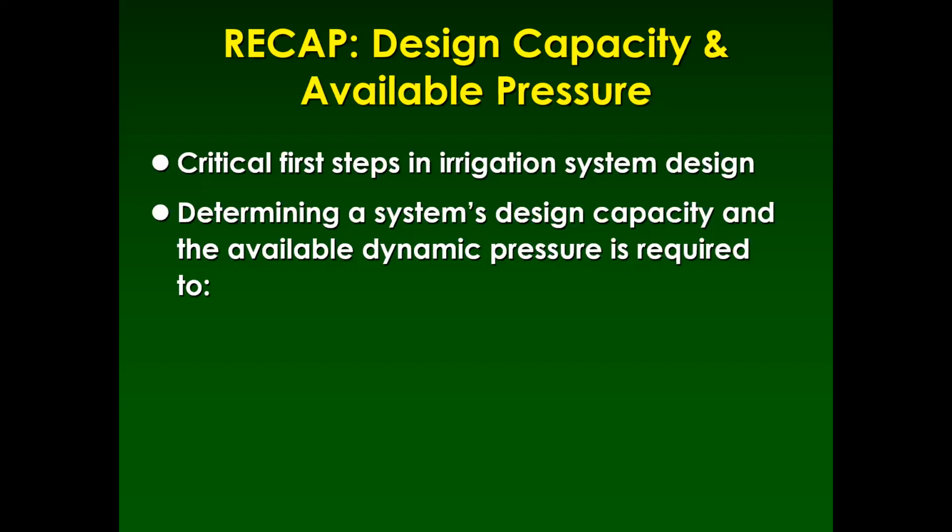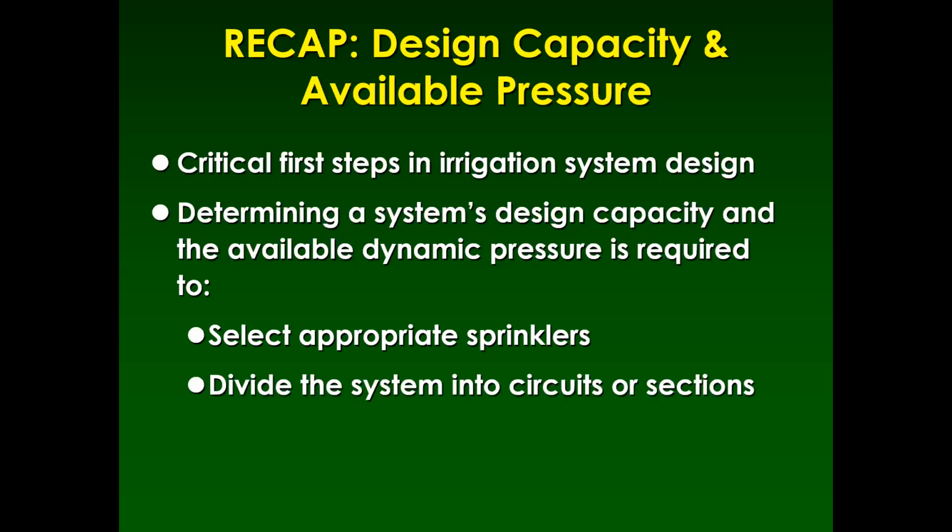So just to recap, our critical first steps in irrigation system design is this design capacity. It's going to determine what the system can handle. Also available dynamic pressure is required to select the appropriate sprinklers. So with that last number, for example, 27.32 PSI, can we use a large rotor? Probably not. Can we use the mist head? Yeah, that'd be a good amount of pressure for that. And it's also going to let us determine how many circuits we need to divide everything up into.